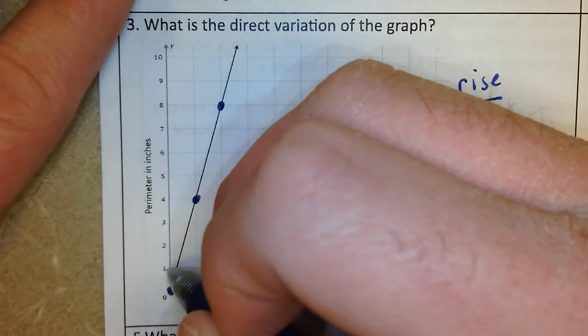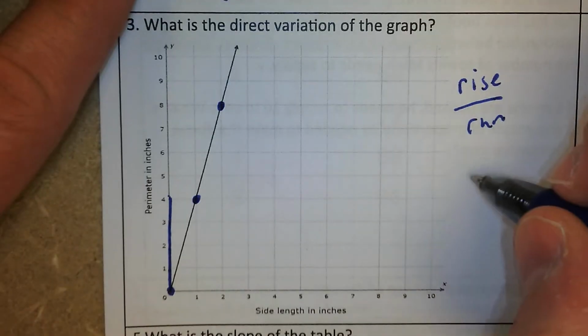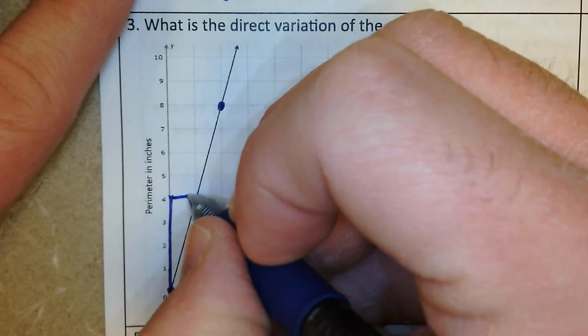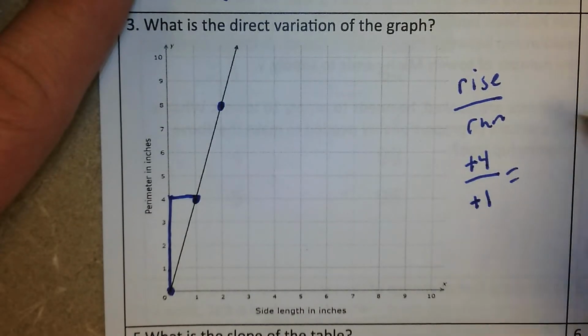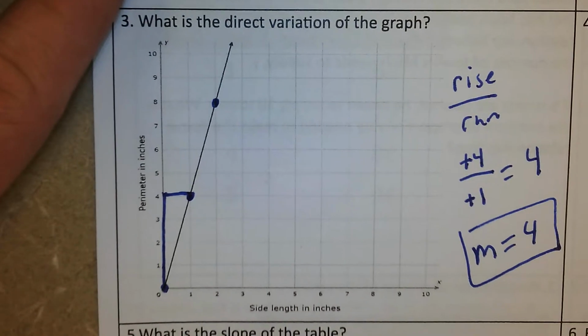So I would go up 1, 2, 3, 4. So my rise would be positive 4. And then I go right 1. So my run would be positive 1. 4 divided by 1 is 4. So my constant of proportionality would be 4.